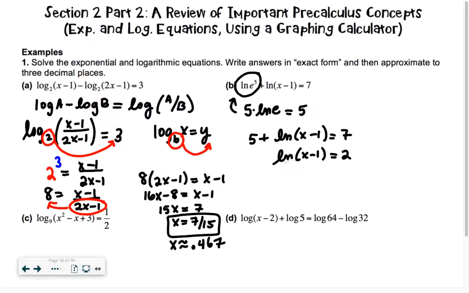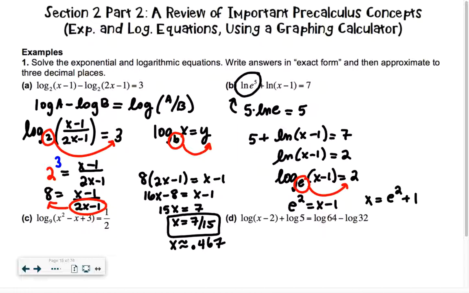If you need to rewrite it so that you see log base e of x minus 1, that's totally fine. Right? So now we can see it's going to be e to the 2. So e to the 2 equals x minus 1. So x is going to be e squared added to 1. Okay, that would be the exact answer. Yeah, so I want the exact answer and also rounded to 3 decimal places. So we're going to do e squared and then add it to 1 on our calculators.